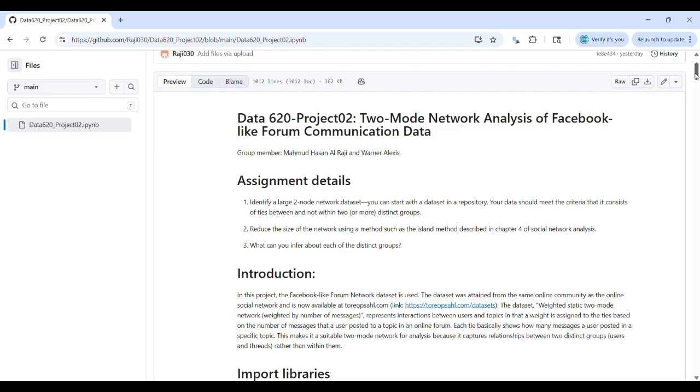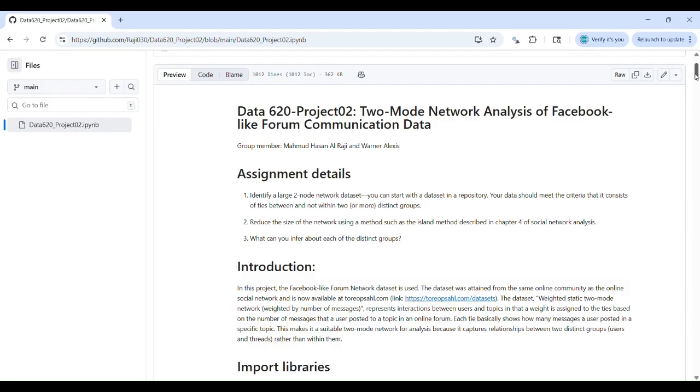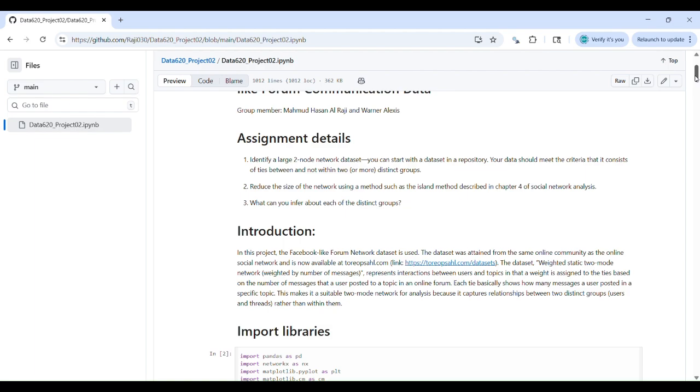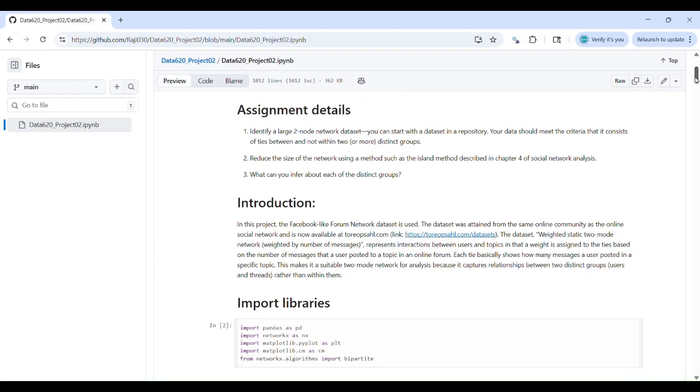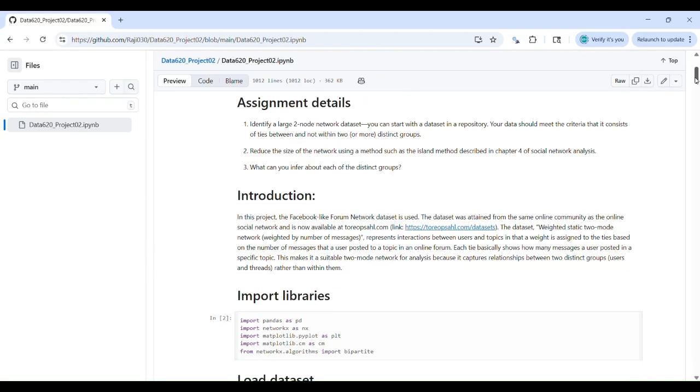So at first I'm going to mention the assignment details. Basically in this assignment we have to identify a large two-mode network dataset, and the data should meet the criteria that it consists of ties between and not within two distinct groups. Also, we have to reduce the size of the network using a method called island, and then we have to infer about each of the distinct groups.